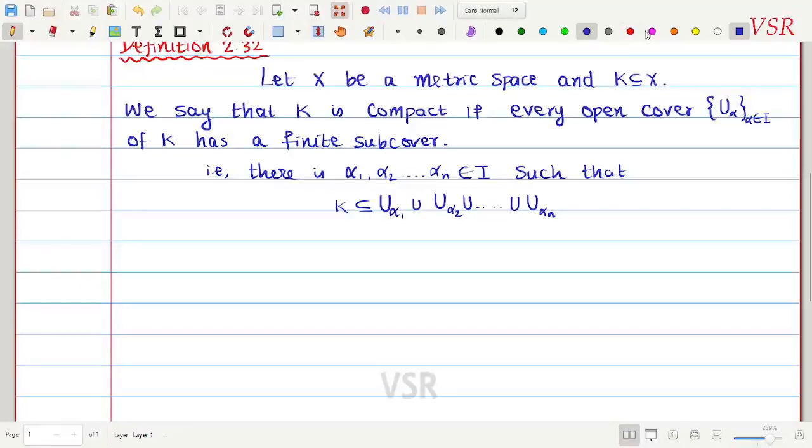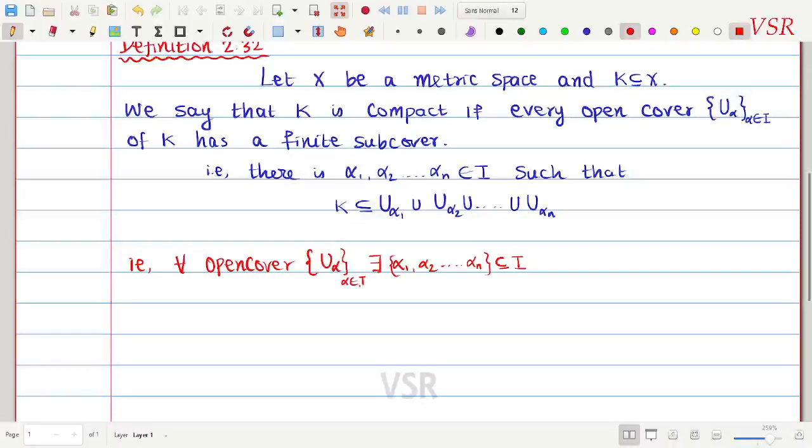அப்போ இது இன்னொரு வகையில் எழுதுறதா இருந்தா எப்படி எழுதலாம் அப்படின்னா, that is for every open cover U alpha, there exists a finite set alpha 1, alpha 2, dot dot dot alpha n, this is a subset of capital I, the index set, such that I can say K, which is a subset of union of all i equal to 1 to n U alpha i.